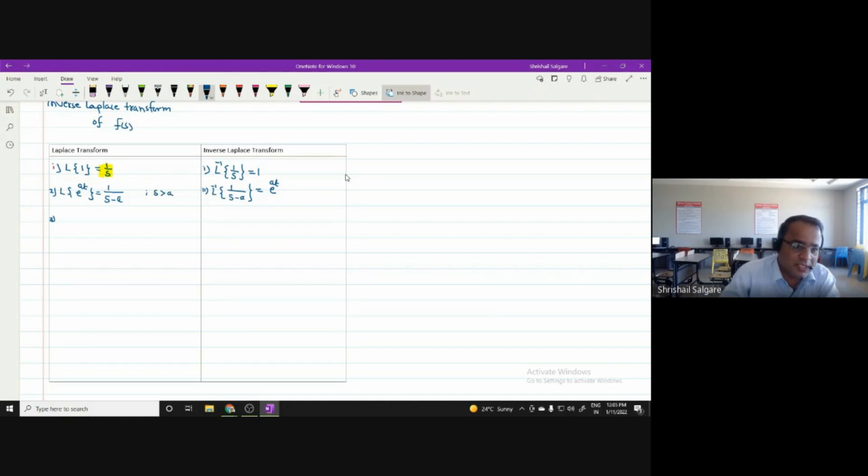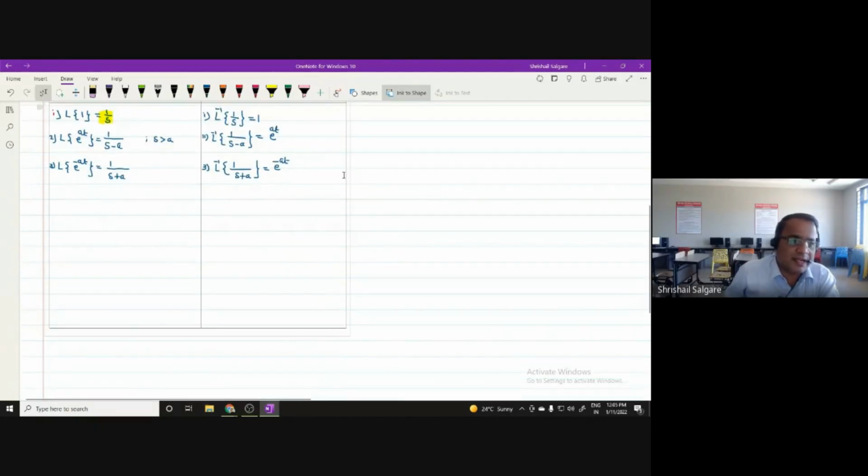Now similarly, the Laplace transform of e to the power minus at is nothing but, only changing the sign of that constant, 1 upon s plus a. The inverse Laplace transform of 1 upon s plus a is given as e to the power minus at, opposite sign, remember. Now after that, sine and cos.